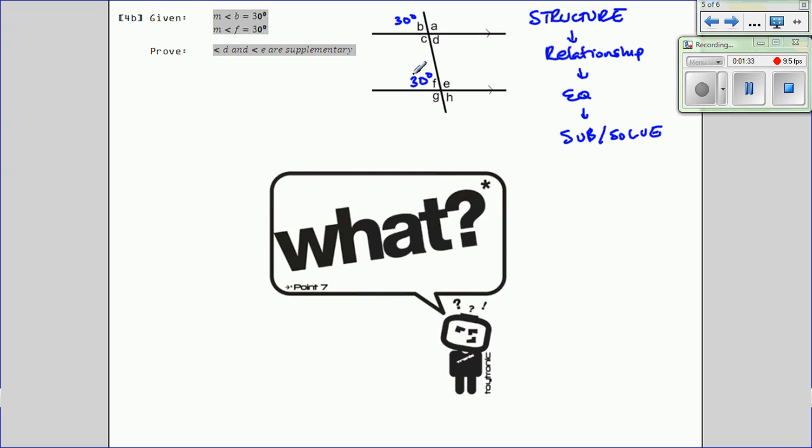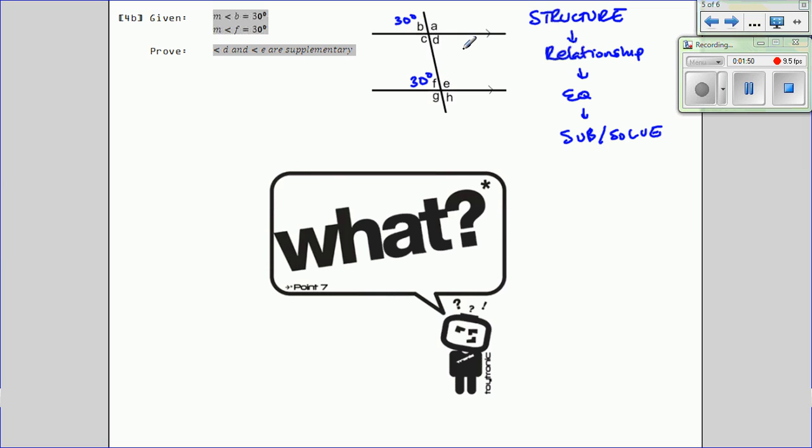If this angle right here is 30 degrees, well, wouldn't E have to be 150? And if this is 30, wouldn't that have to be 30? So if I can show that D is 30 degrees, then I can show that E is 150 degrees, and if I show that they add together to make 180 degrees, that should be your proof, guys. That's how we're going to do it.